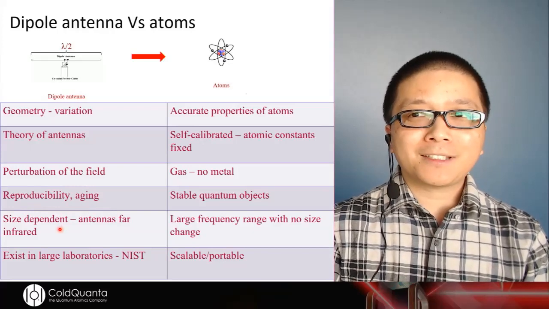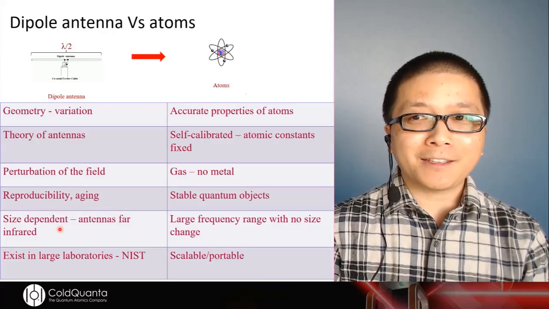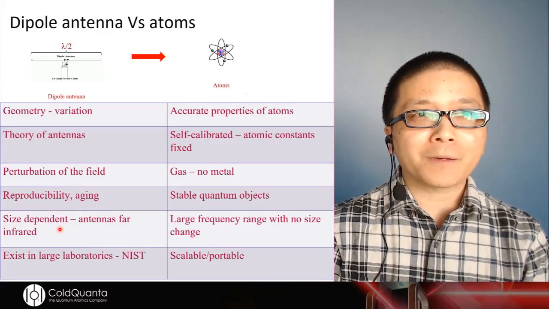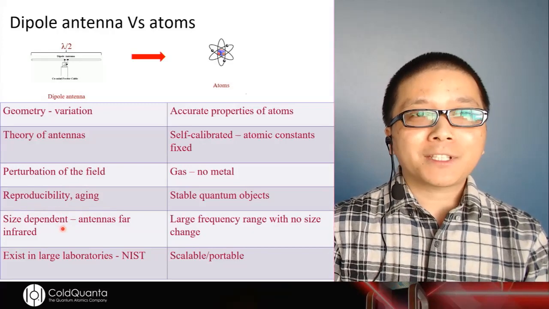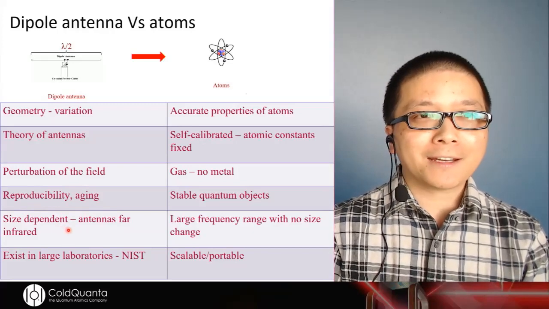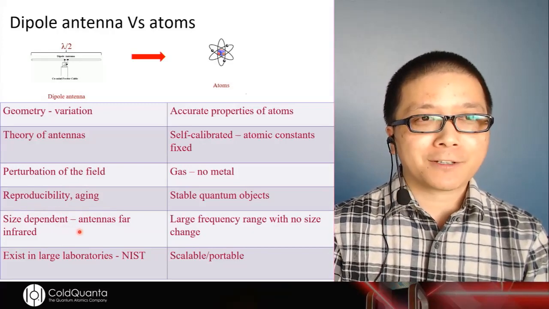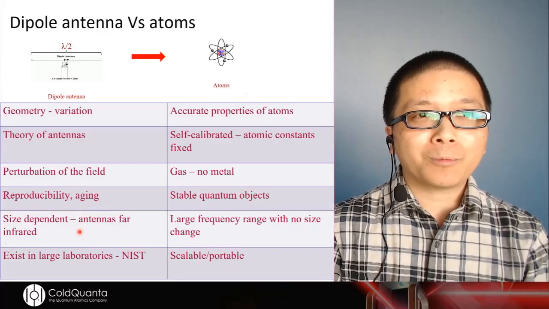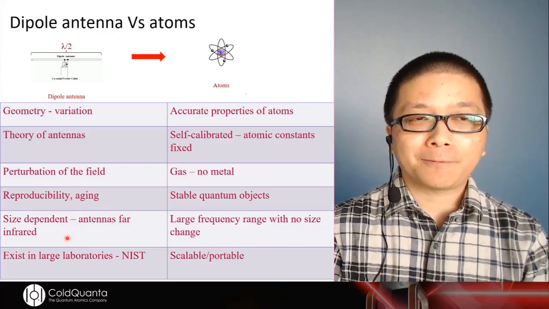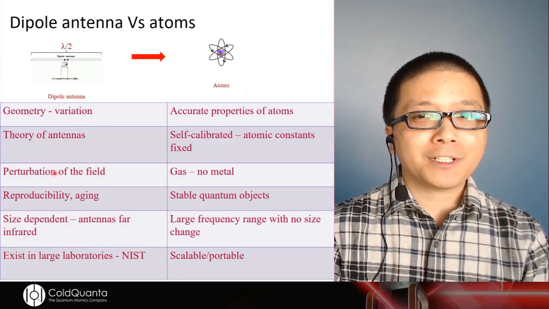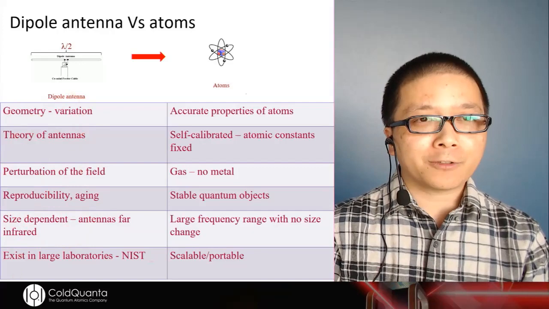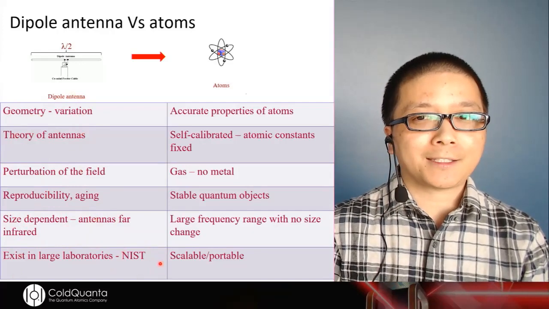The size of the antenna is dependent on the wavelength of the microwave, typically half of its wavelength. So it is hard to build antennas in the far infrared region or terahertz region, because the antenna will be too small to produce in this region. Because of these limitations, standard antennas usually exist in large laboratories like NIST in the United States.